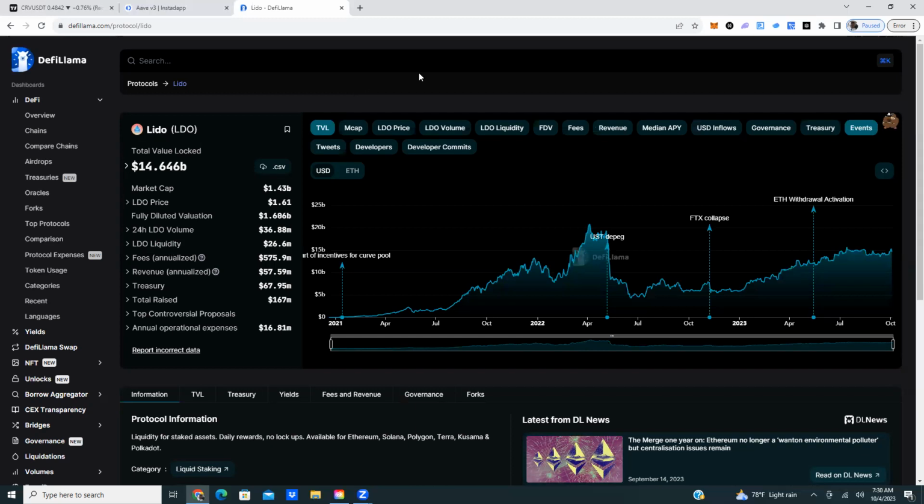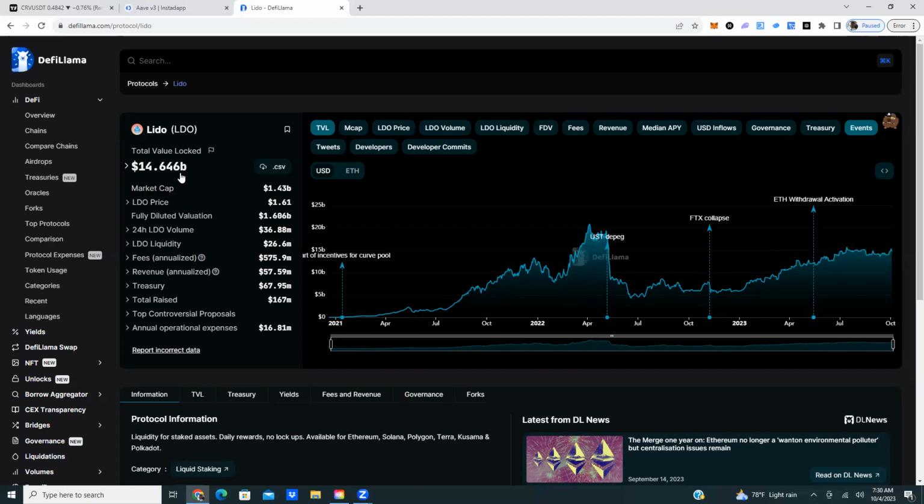And this is everything you need to know about the platform. This is the incentives for the Curve pool. They had a UST depeg. They had the FTX collapse. They had an ETH withdrawal activation, so they allowed people to withdraw their Ethereum from their platform. And most people have not withdrawn. They've just added to this particular platform.